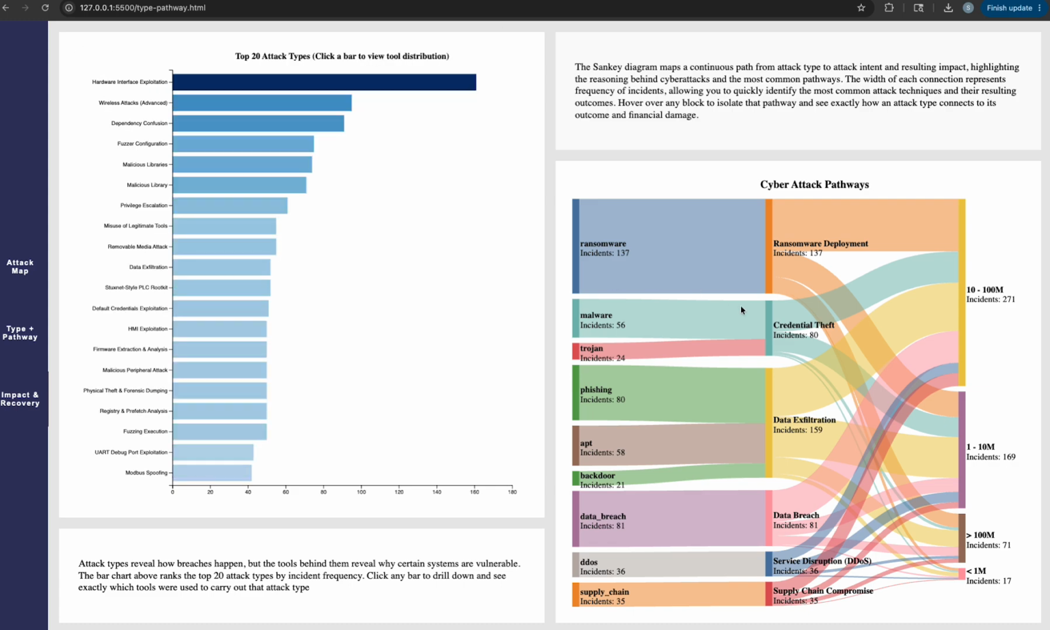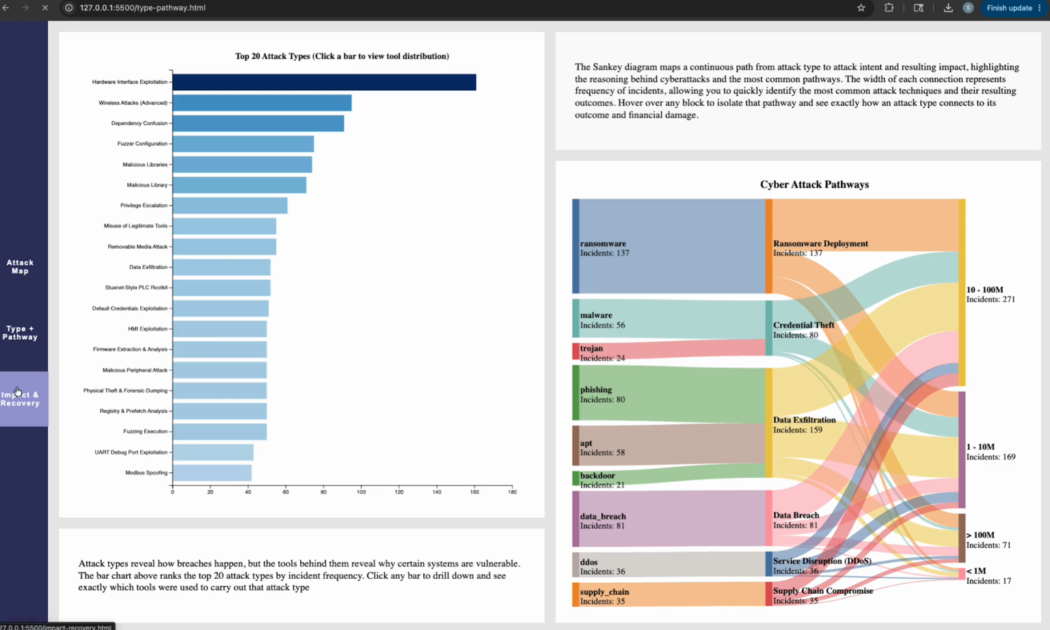On the other side we have the Sankey, which shows a continuous path from the attack type to what the attacker was trying to achieve and the resulting impact. So if we highlight ransomware, we see that the attacker was trying to deploy ransomware using the ransomware attack, and it leads to some of the most expensive attacks. So it shows you a clear flow.